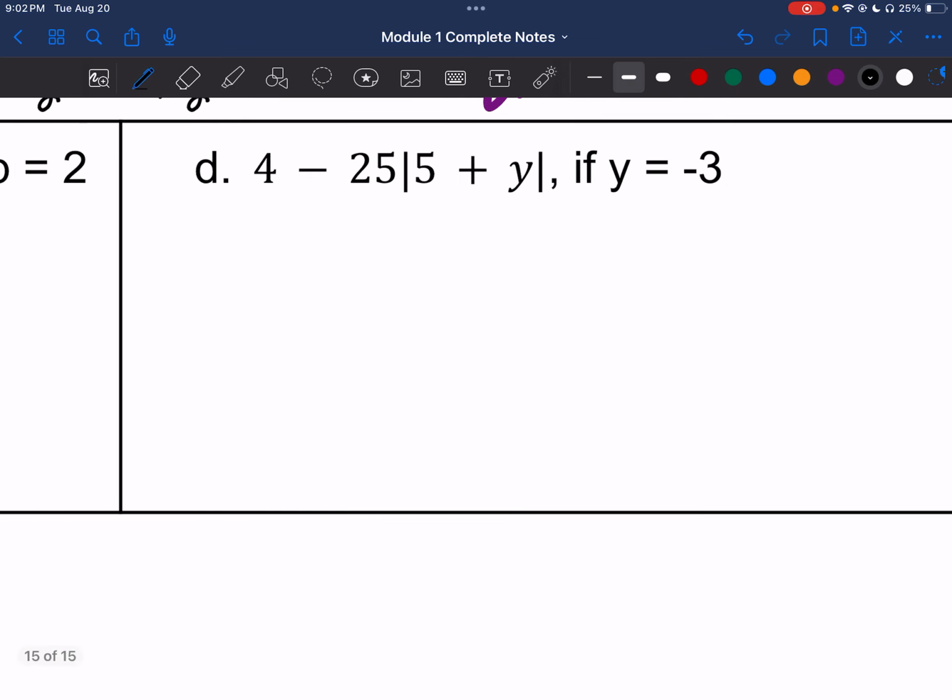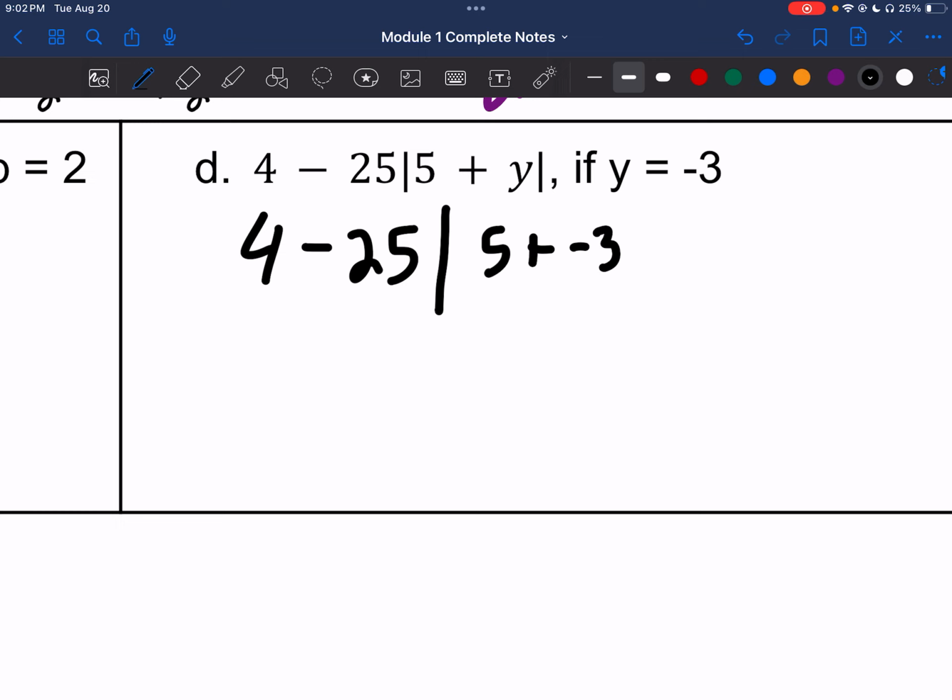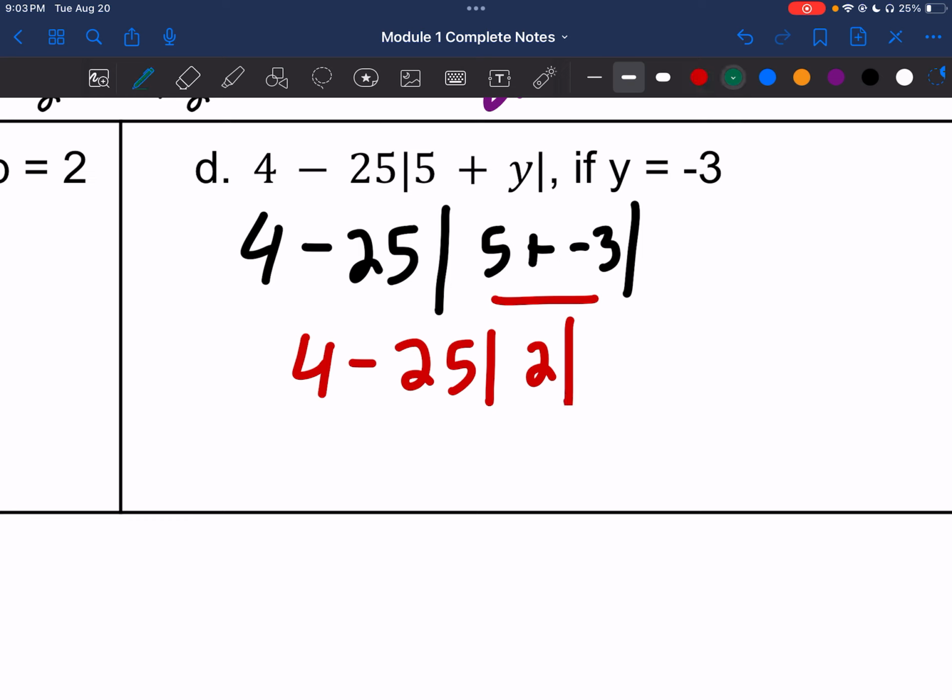All right. Next example, we have letter D, 4 minus 25 times the absolute value of 5 plus y, if y is equal to negative 3. So we have some stuff going on in front. So we have 4 minus 25 times 5 plus negative 3. Our first step is going to be to do that simplification on the inside. 5 plus negative 3 is 2. We close the bars, so we take the absolute value of it.